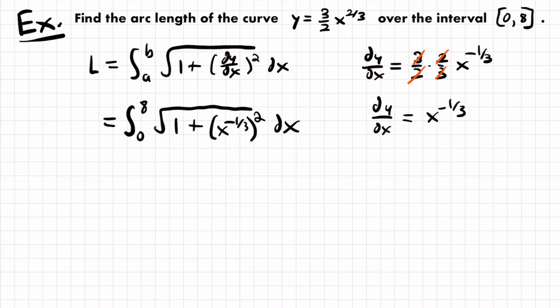Okay, and so if we simplify, this will be equal to the integral from 0 to 8 of the square root of 1 plus x to the negative 1/3 power squared. And so we're just going to multiply those exponents together. So negative 1/3 times 2 is negative 2/3. So we have x to the negative 2/3 power times dx.